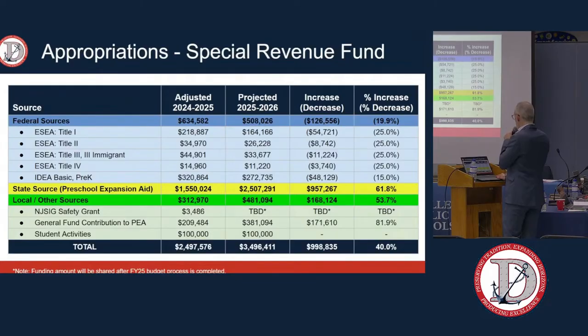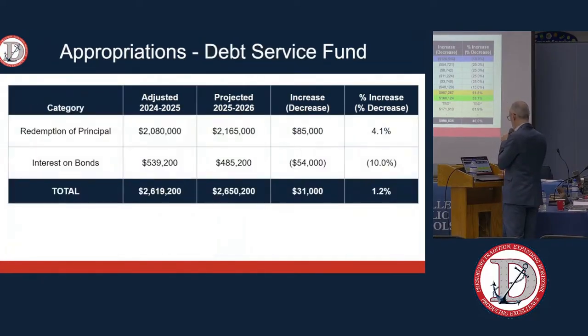This is the same exact slide as the revenue side, because our goal is to basically spend all of the title funds that we can. So whatever we're allocated, we spend it, so it comes in and it comes out.